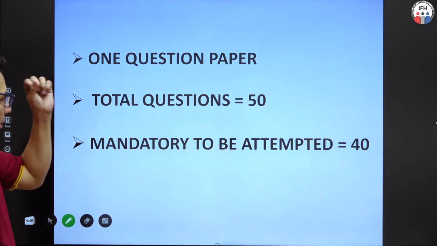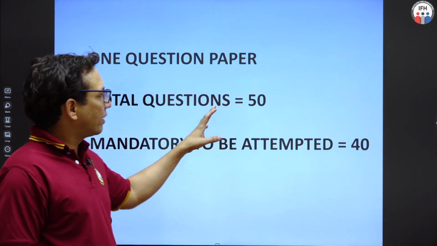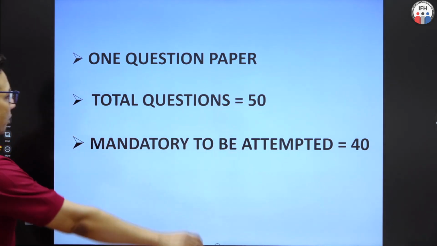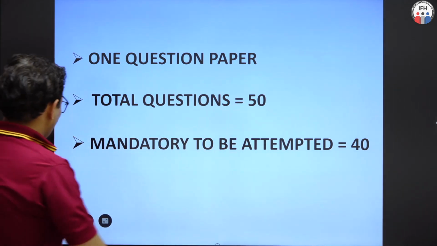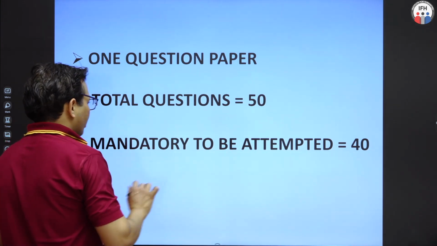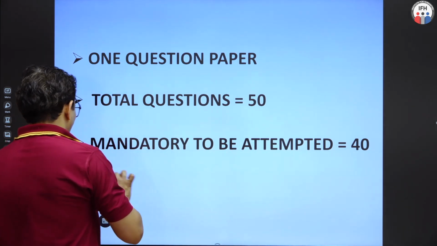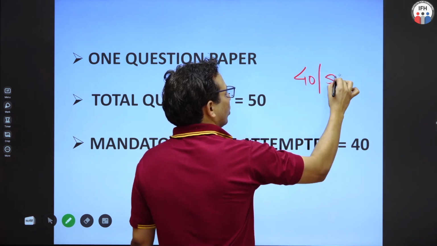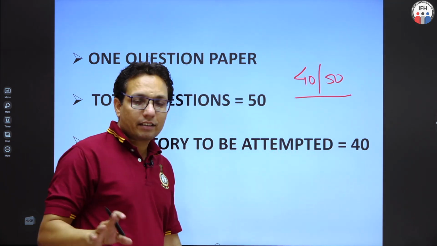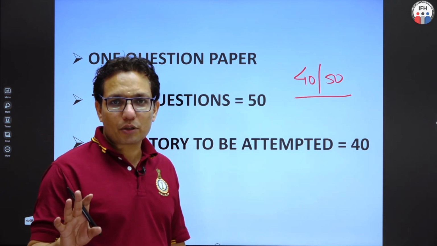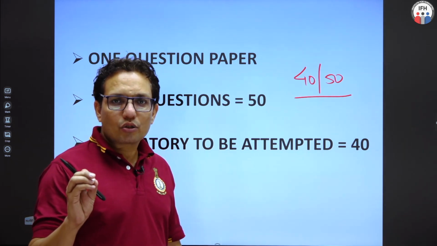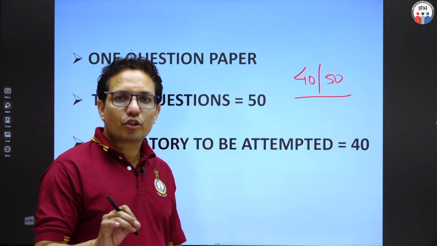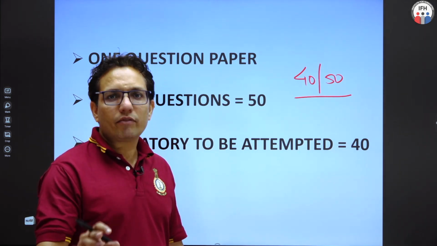There will be one question paper for the economics section, with a total of 50 questions. Out of those 50 questions, you have to attempt 40. This gives you a really good option. In case you haven't revised your syllabus thoroughly, you can skip certain portions. If you're not comfortable in certain portions, it's better you leave them.